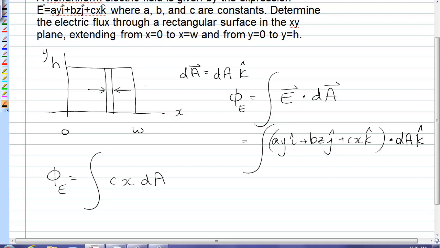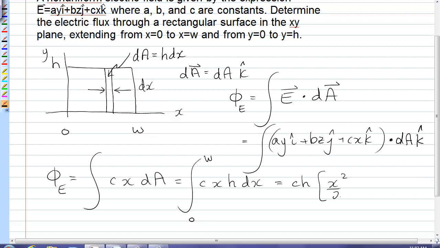So my thickness, dx, will represent the width of the strip. The area of this, dA, is then equal to h times dx. So if I put that into my integral, I have c times x times h dx. And the limits of integration on x are from 0 to w. The c and the h are constant. The integral of x dx is x squared over 2, evaluated from 0 to w, which just gives chw squared over 2. And that's the electric flux through that area.